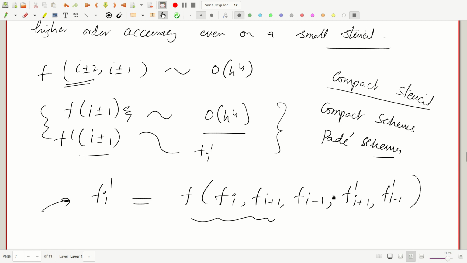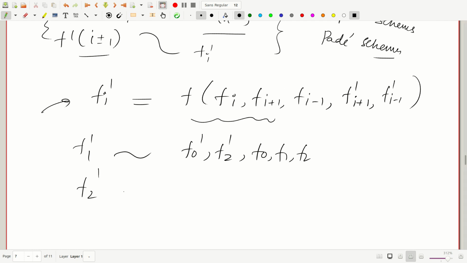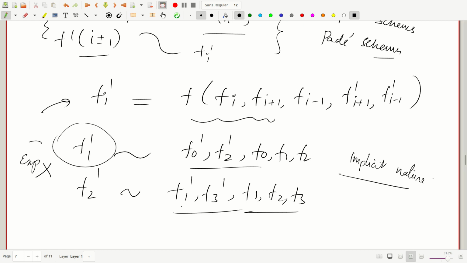Okay, that means these are not independent, rather they are connected. That means if you were to calculate f prime at 1, you would get an equation that connects f prime at 1 to f prime at 0 and f prime at 2, in addition to f0, f1 and f2. And similarly, if you want to calculate f prime 2, you would get a relation which goes to f prime 1, f prime 3, and you also get f1, f2, f3. Okay, that means you basically have an implicit nature in which the derivative cannot be calculated independently like in an explicit way. It has to go through some kind of implicit nature because they are all linked.